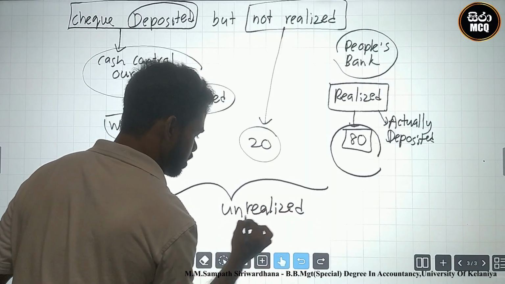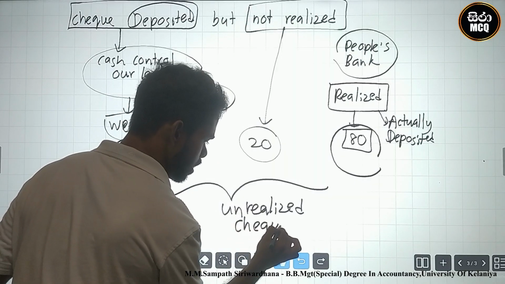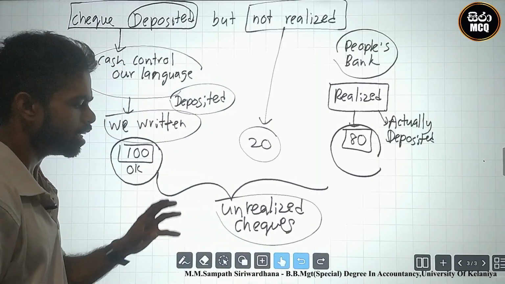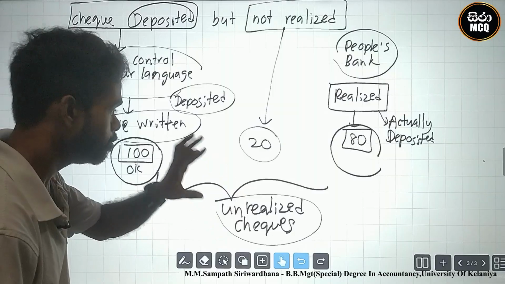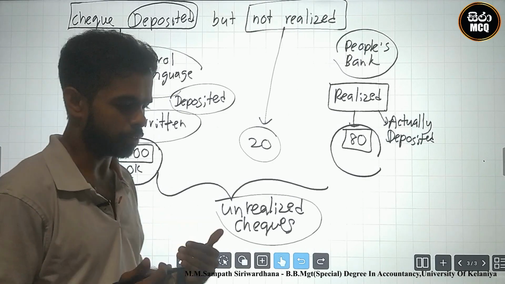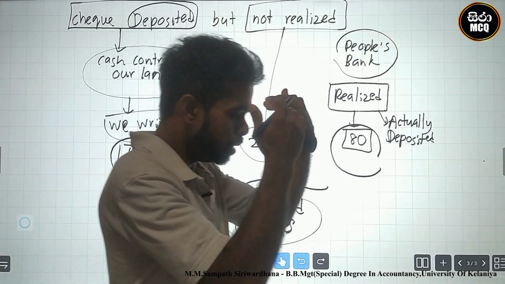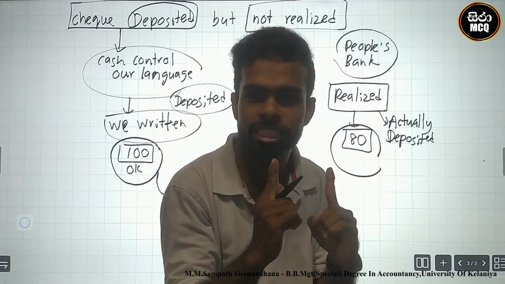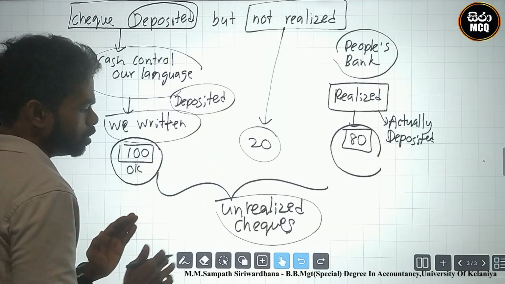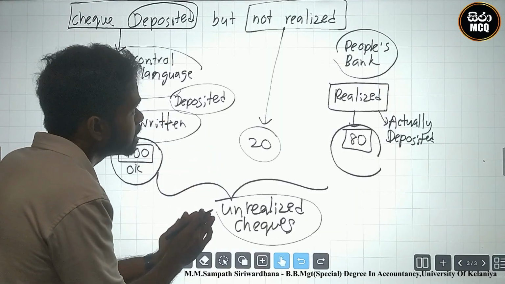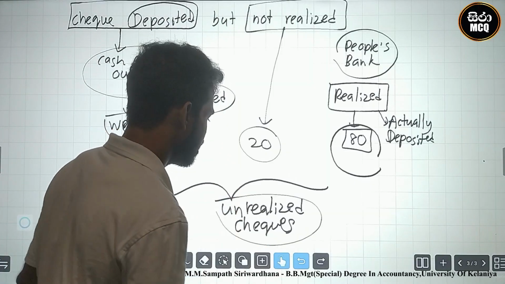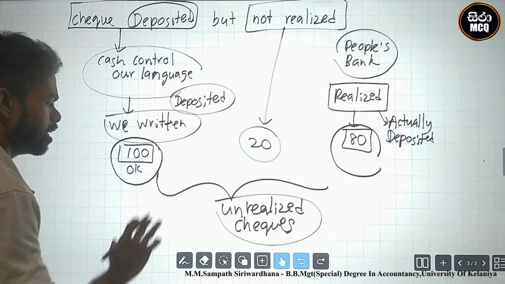Unrealized checks, we can identify. The 20 must be identified. What is the difference? We deposited 100 in our account, and People's Bank, meaning the bank statement, shows the realizing. There is a difference between these. What is the reason? Not realized checks, unrealized checks. At this time we must identify the unrealized checks.